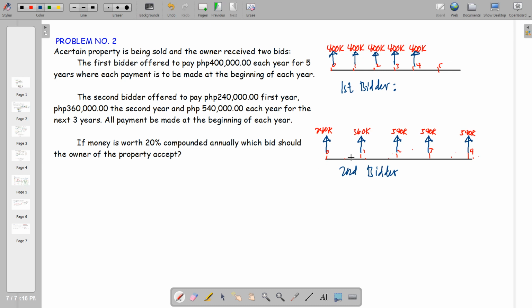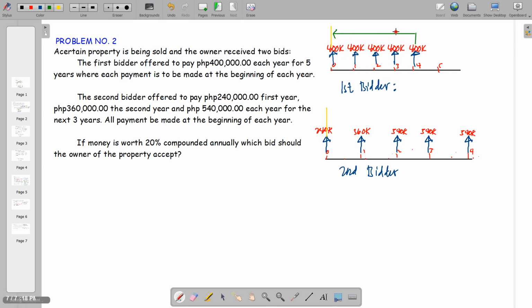So in here you have 2 options. You are going to compare the present worth of both cash flows or both offers, or you may compare the offers in terms of the future. Okay, so in here I'm going to compare the cash flow of the offers in terms of the present value. So I'm going to set my timeline on the present time. So all annuities from 1 to 4 will be brought to 0.